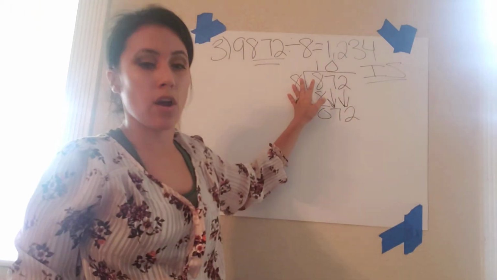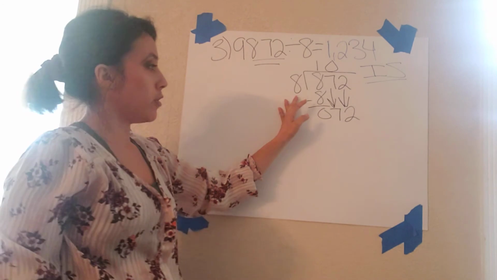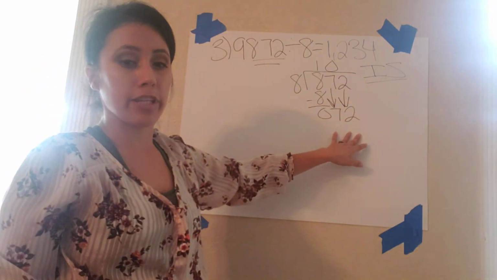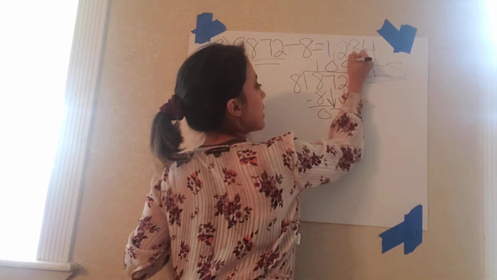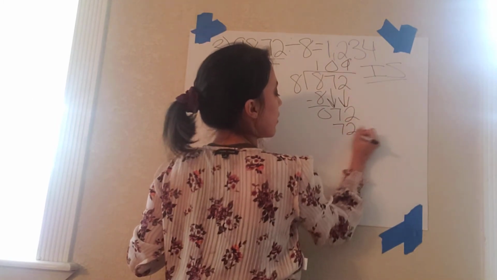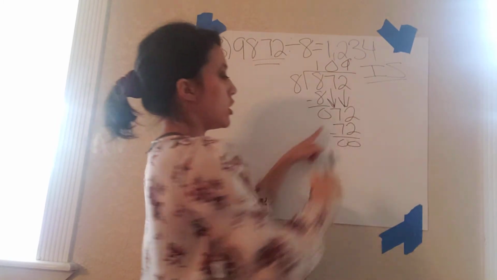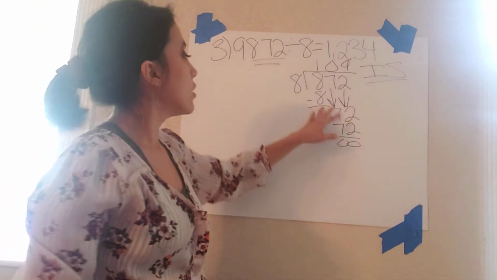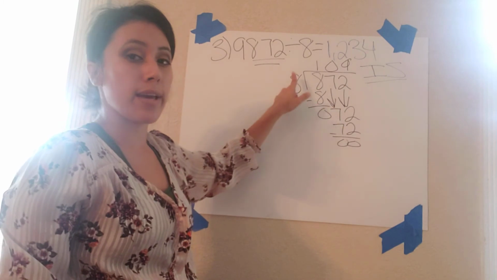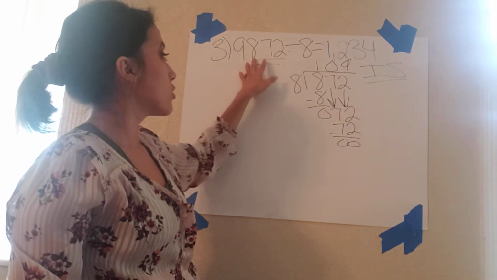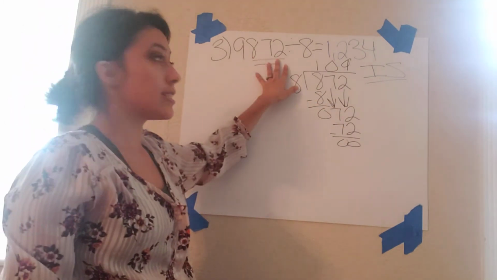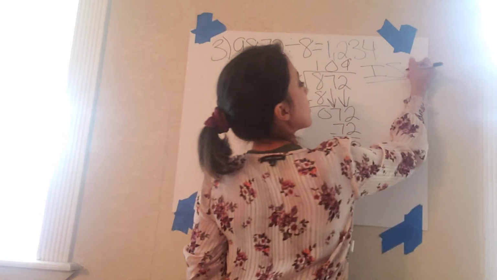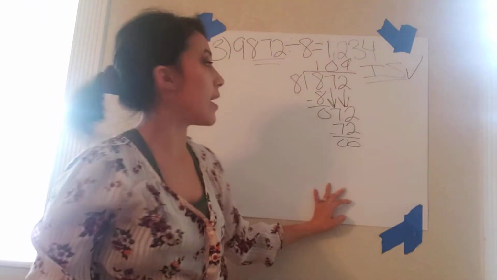So now we need to see how many times does 8 go into 72? 9. We know 9 times 8 equals 72. 72 minus 72 equals 0. There's no remainder, so 872 is divisible by 8. So that means 9,872 is divisible by 8. So this is correct. It is divisible by 8.